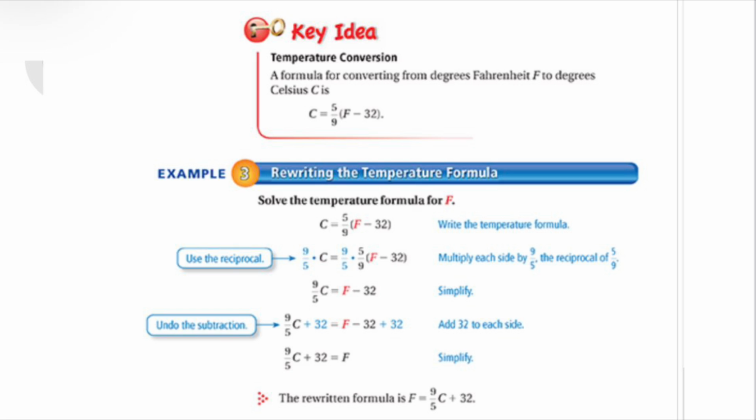You need to find the reciprocal of the 5/9 and multiply it to both sides to get rid of the 5/9 on the Fahrenheit side. This will leave you with 9/5 C equals Fahrenheit minus 32. Then you will need to undo the subtraction by adding 32 to each side. This will leave you with Fahrenheit equals 32 plus 9/5 C, which is what you're looking for, as the F is isolated.